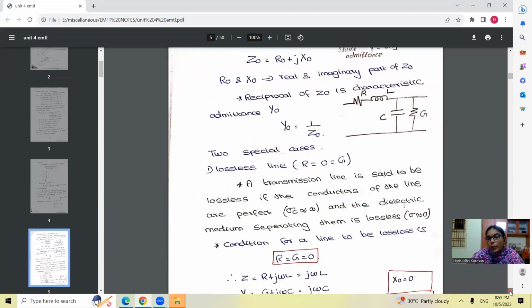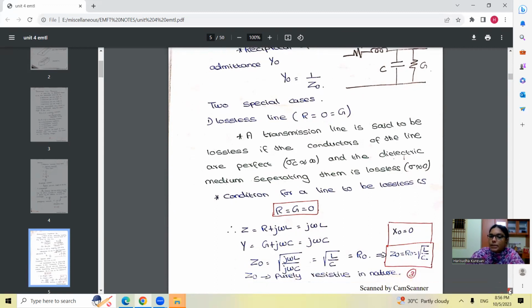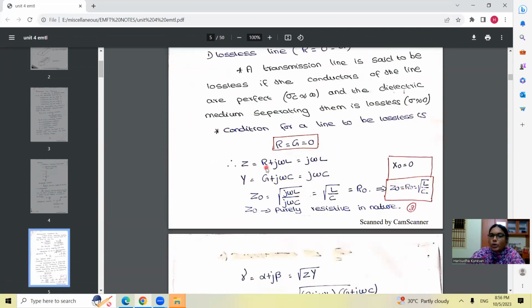So we have two cases over here. One is the lossless line, the other one is the distortionless line. The condition to be a lossless line is that resistance R is equal to conductance G is equal to 0. We know the impedance Z is equal to R plus jωL. When you substitute R equal to 0, you get Z equal to jωL. Similarly, in the shunt admittance, Y is equal to G plus jωC. The condition for a lossless line is G equal to 0.